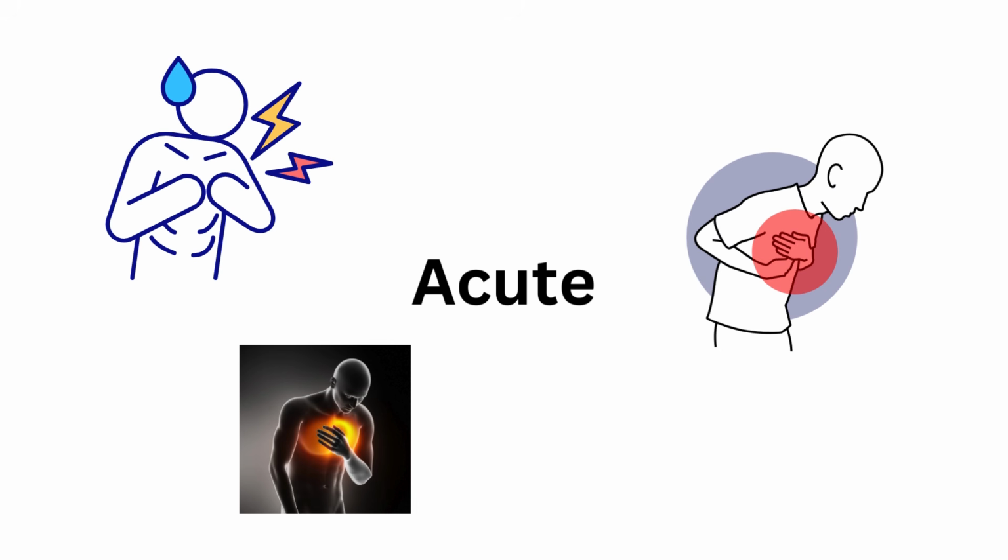Next is the word acute. You can think of these three images. If someone has chest pain, it could be that their pain is acute, that it is intense or sudden. Again, the word acute means to be intense or sudden.